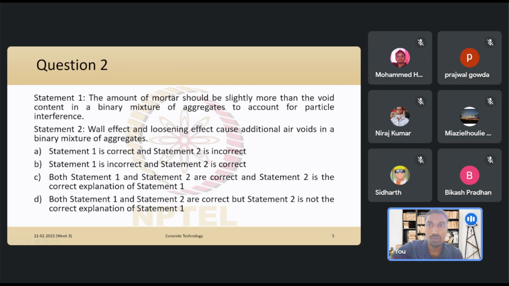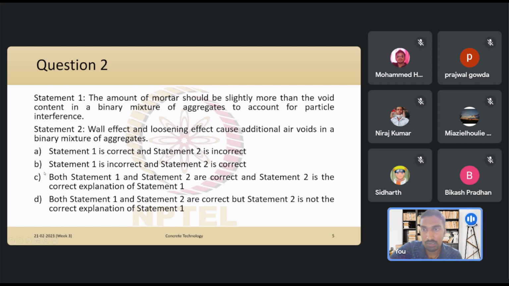Okay, so question 2. We have two statements given. The first statement says the amount of mortar should be slightly more than the void content in a binary mixture of aggregates to account for particle interference. Statement 2 says wall effect and loosening effect cause additional air voids in a binary mixture of aggregates.